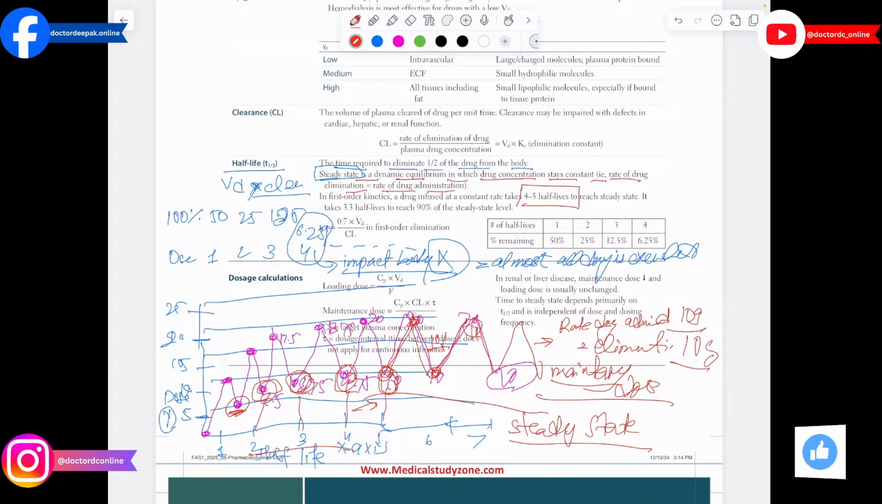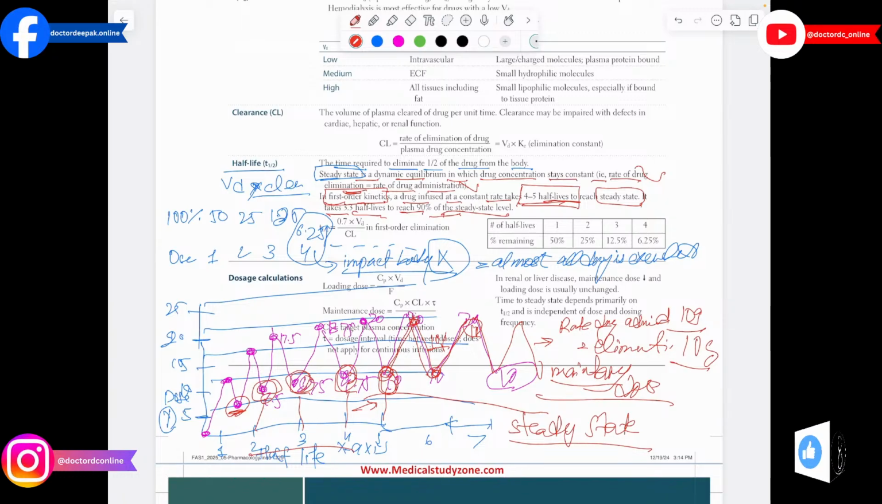Fine. What is a steady state? It is the state in which the rate of drug elimination is equal to the rate of drug administration. In first-order kinetics, a drug infused at a constant rate takes 4 to 5 half-lives to reach steady state. In upcoming lectures, we will study first-order kinetics. It's about the elimination or decay. There are two main types of kinetic orders, zero-order kinetics and first-order kinetics. It takes about 3.3 half-lives to reach 90% of steady state.